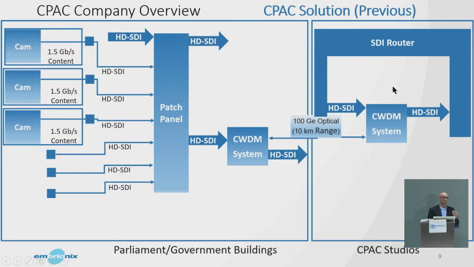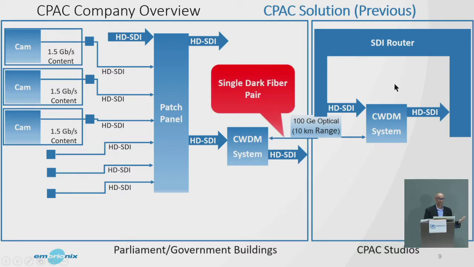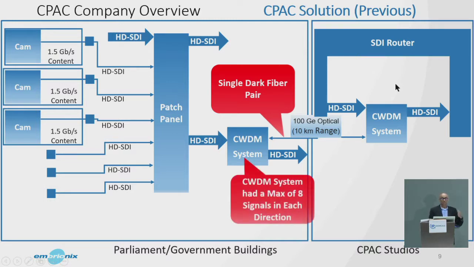But as you know, CWDM is a point-to-point system. It really allows you to get signals from one place to another, and then you manually do something with those signals at the other site. So that same single dark fiber pair I mentioned before. In this case, as implemented, the CWDM system had just 8 signals in each direction. To be fair to CWDM, it can be 18.